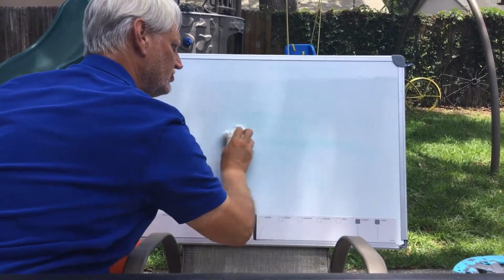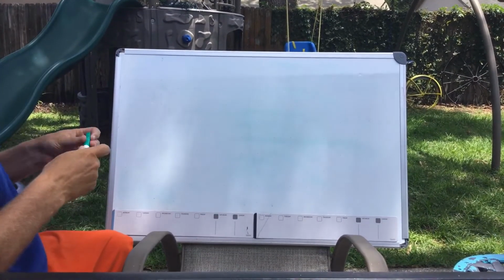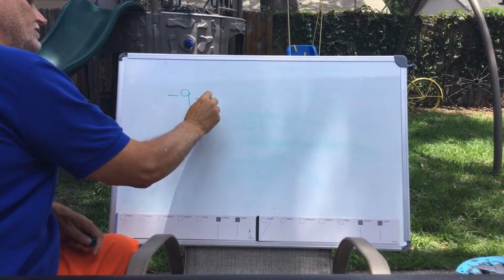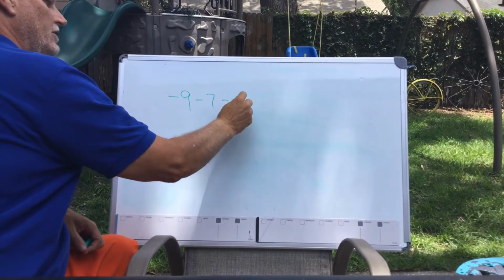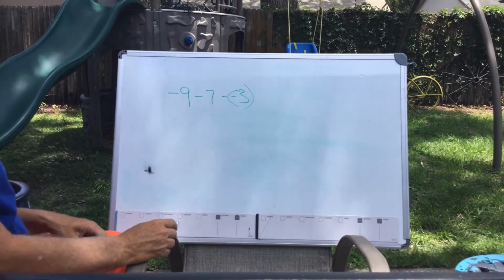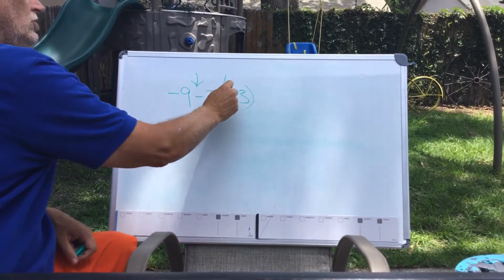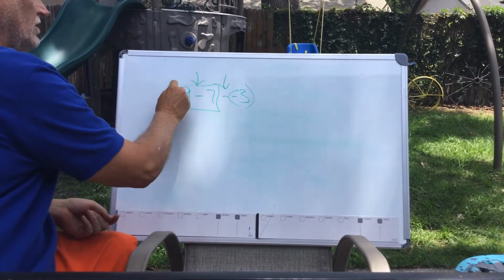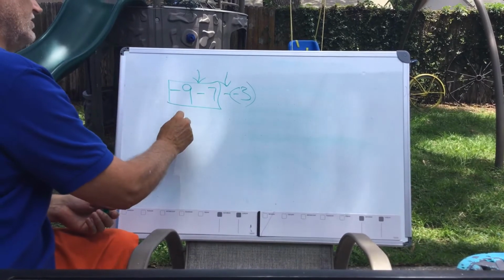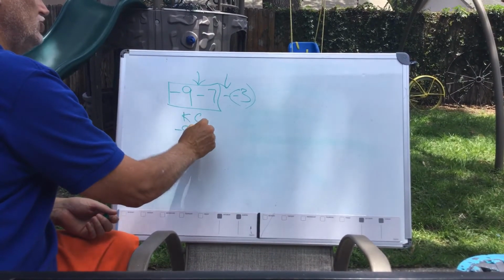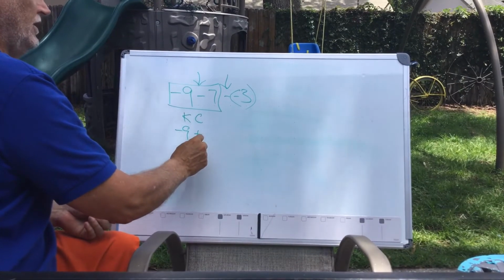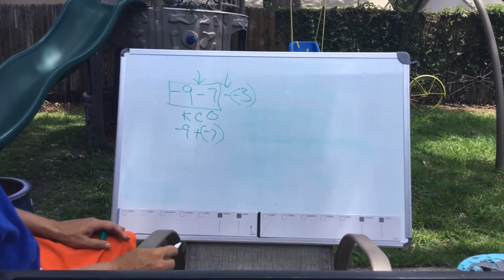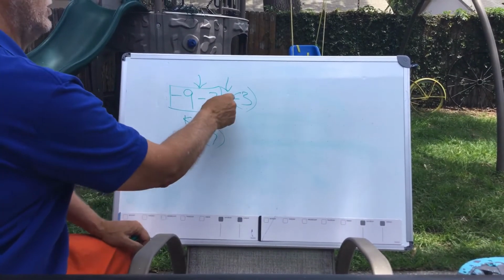So I'm going to do some 3-digit subtraction, right? So let's do -9 minus 7 minus -3, right? So we can see clearly here that we have two subtraction symbols. So what we're going to do is deal with this problem first, right? So this is going to be a keep -9, change to addition, and then the opposite is going to become a -7, right?